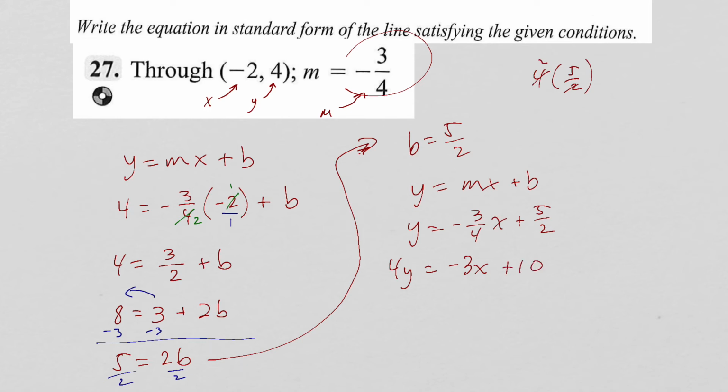But that's not standard form, because in standard form you need your x's and y's on the left. So I got to move this over and it'll become positive on the left. It's still a positive 4y on the left, but now we have just 10 over there. And that's standard form.